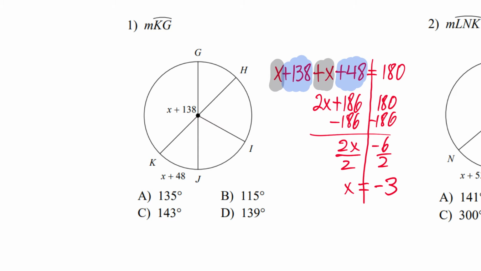Now, notice up here it's asking for KG. Okay? KG is right here, this x plus 138. So I'm going to take this negative 3 and plug it in right there for x. So what is negative 3 plus 138? 135. It is 135.